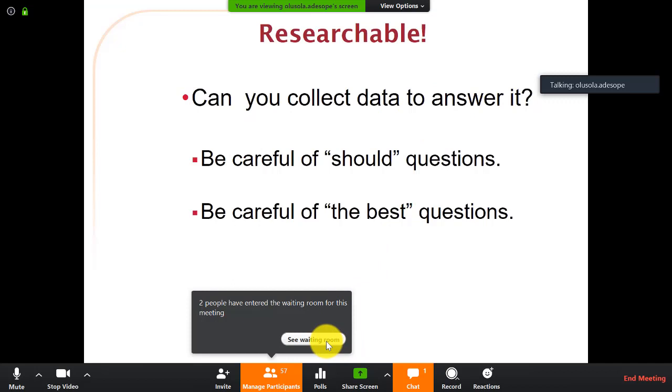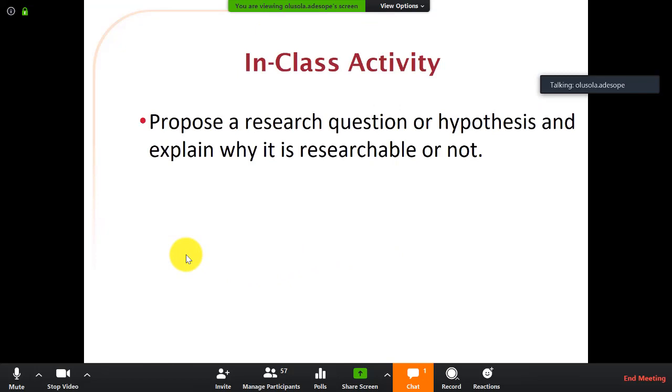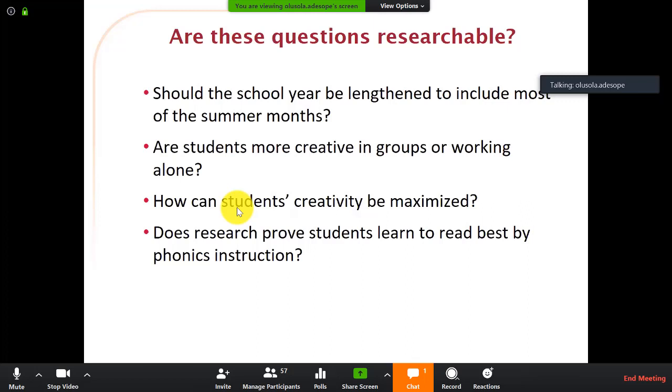When you create your research question, be careful of "should" questions. Should this, or the "best" question. And I would explain what I mean by that. So propose a research question or hypothesis and explain why it is researchable or not. We don't have a lot of time, so I would have invited comments from you. But look at these questions. Are they researchable? Should the school year be lengthened to include most of the summer months? Can someone tell me if that question is researchable?